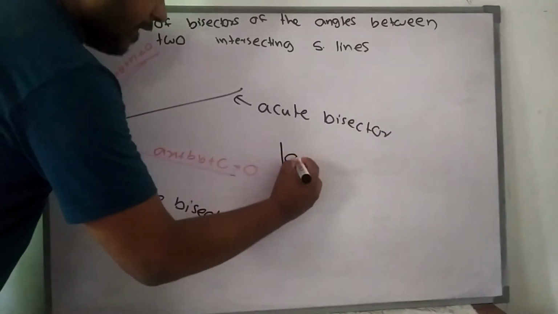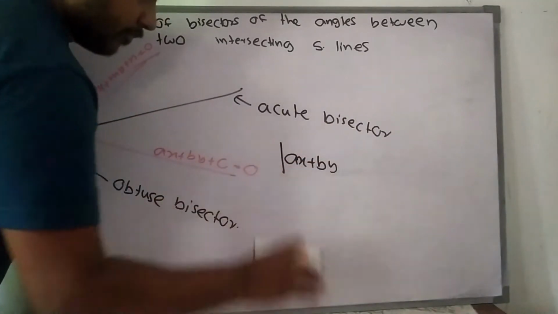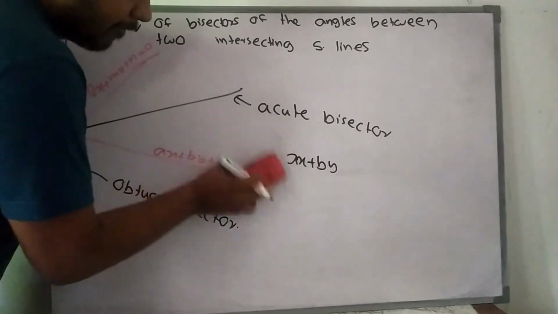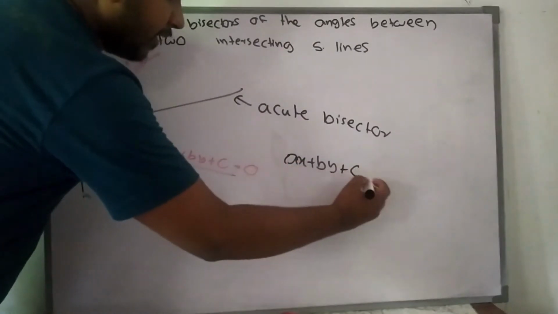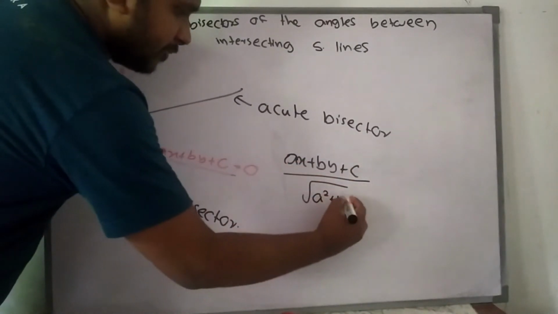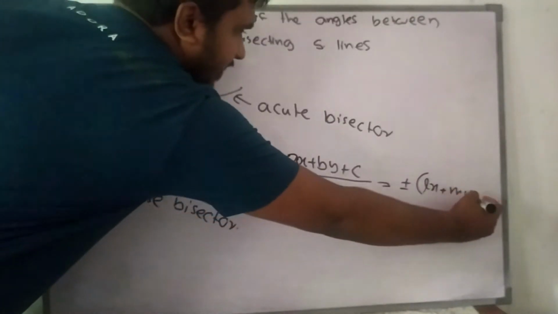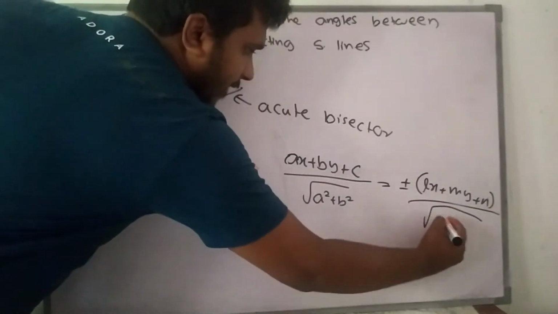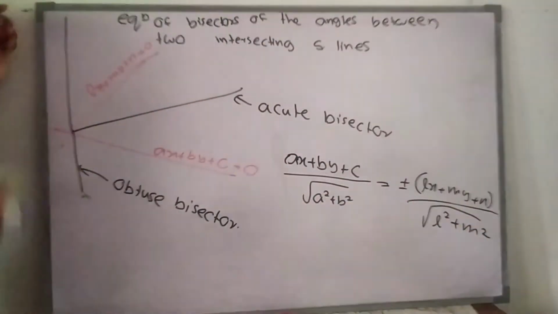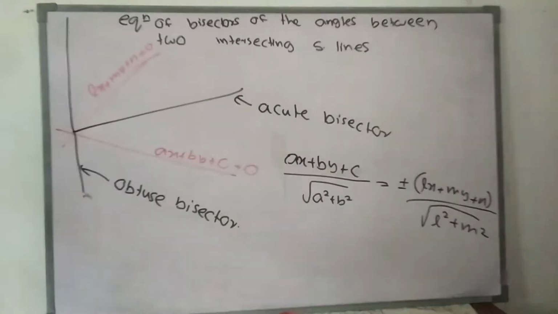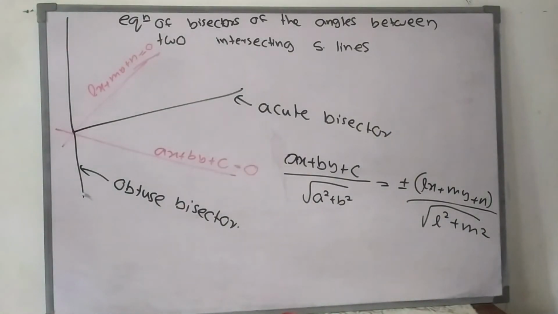It means (ax plus by plus c) over the square root of a squared plus b squared equals plus or minus (lx plus my plus n) over the square root of l squared plus m squared, right? So here you have plus or minus. If you substitute plus, you will get one equation. If you put minus, then you will have another equation. So both equations mean the acute and the obtuse, right?